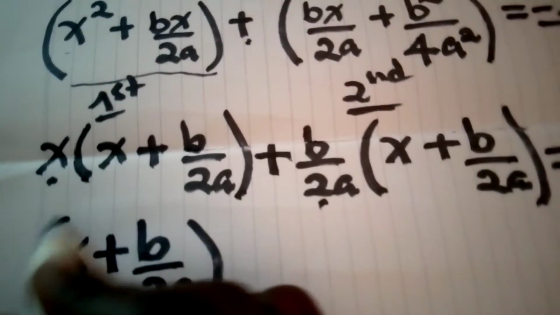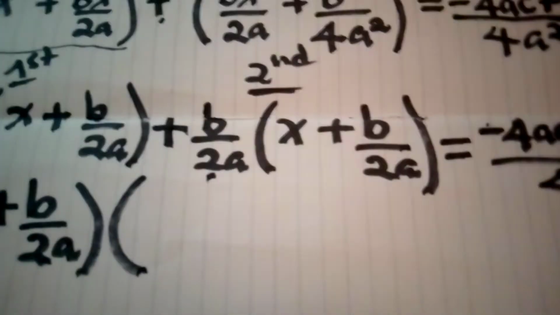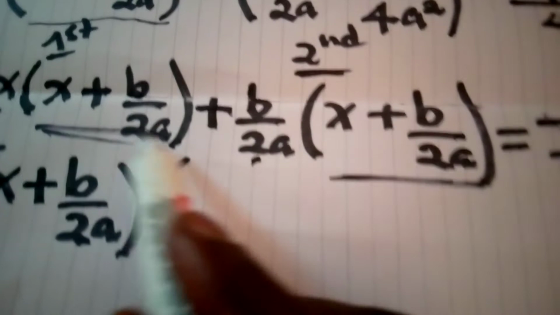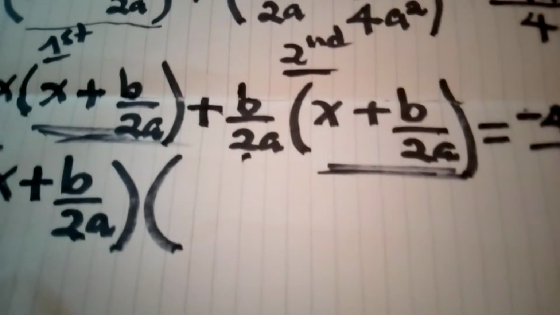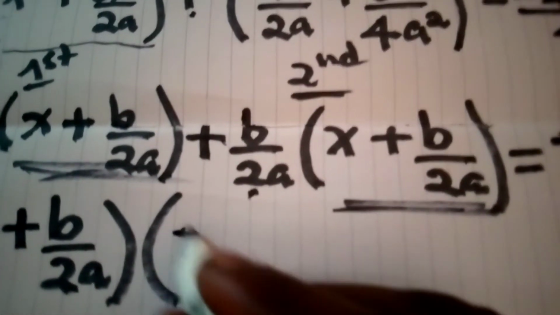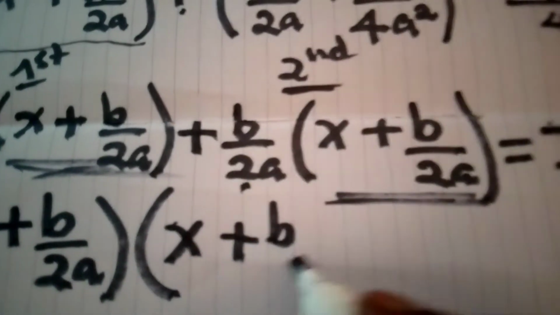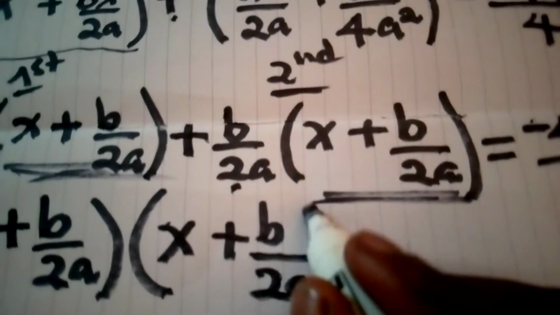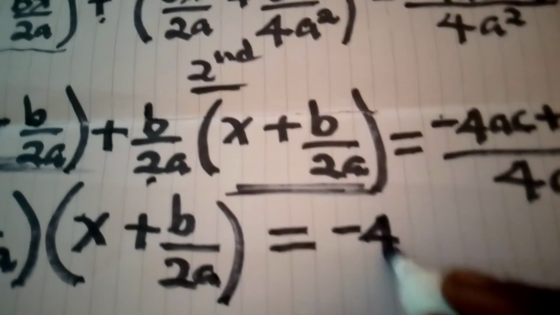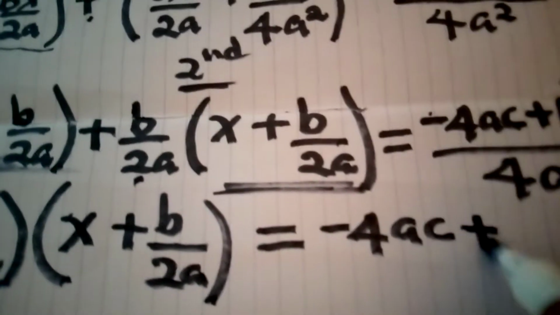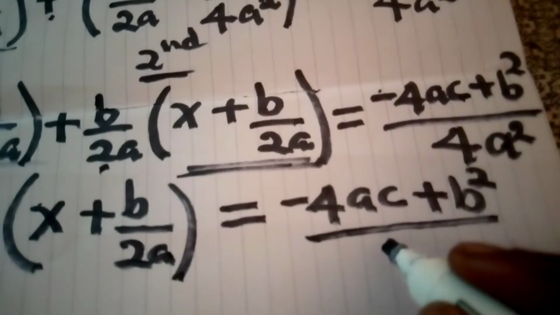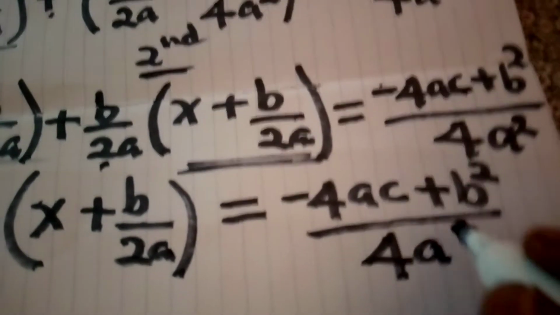You close. Then times one of these, because when you look at them, they are all the same. So you have to multiply one of the bracket with what you have put there with the common factors which you have grouped. So which means you will have x plus b all over 2a. You close. Then the whole thing will give us negative 4ac plus b squared, giving us also, we divide by 4a squared.